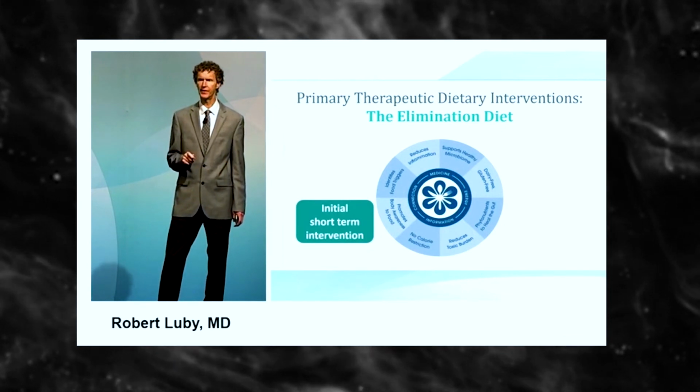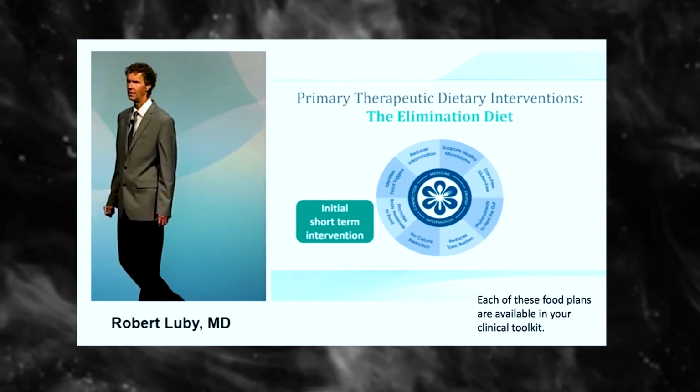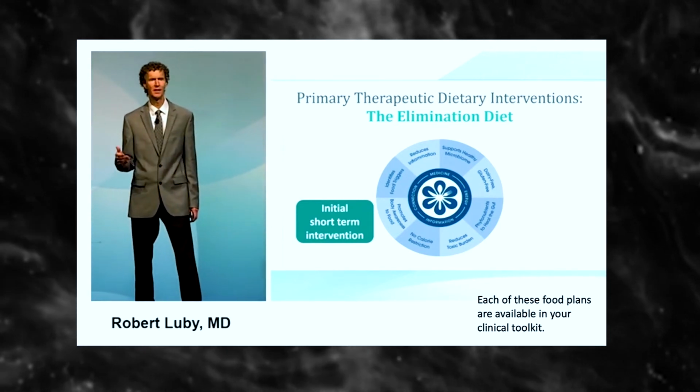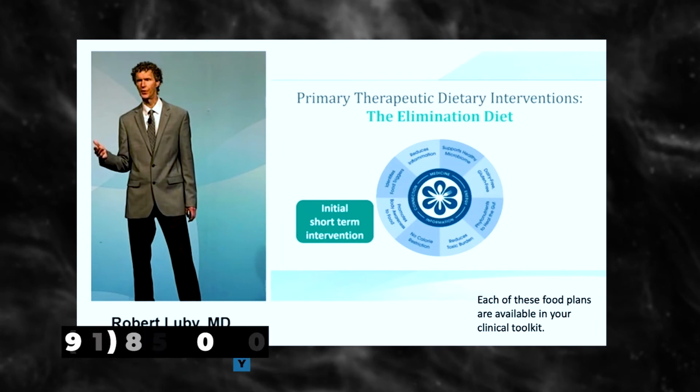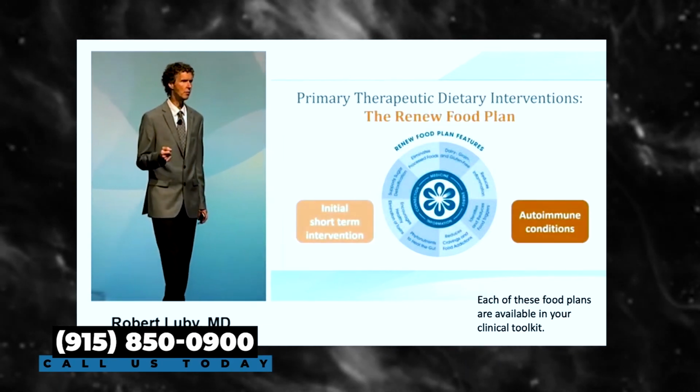The short-term interventions, elimination diet, excellent for somebody with low thyroid function. That's going to improve inflammation immediately. Thyroid conversion improves in those 30 days on the elimination diet. If she's got an autoimmune condition, Renew, maybe even better.